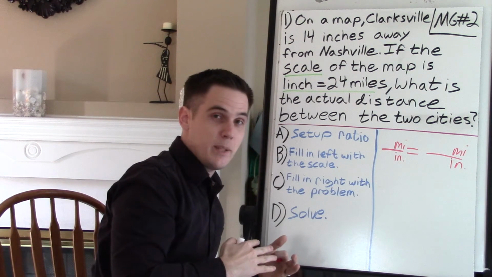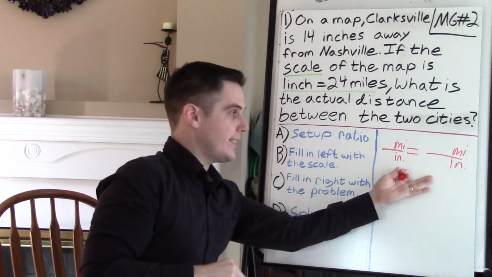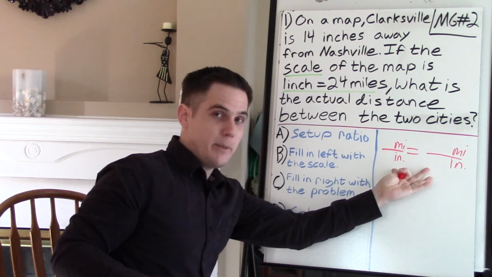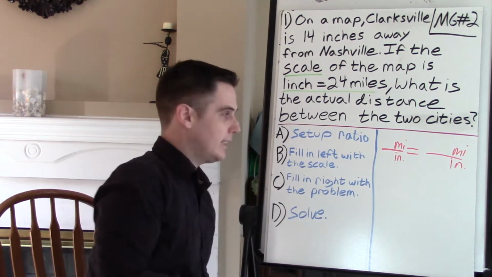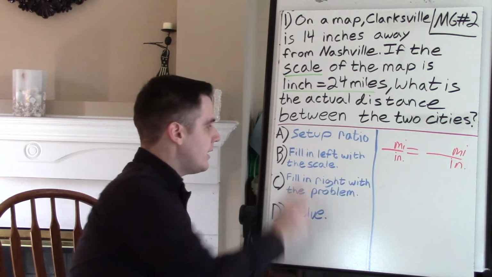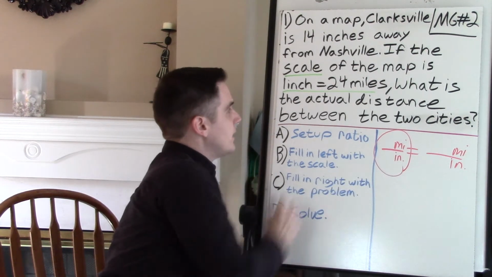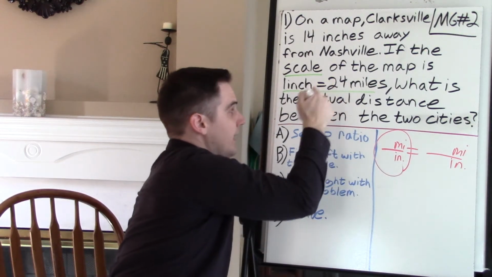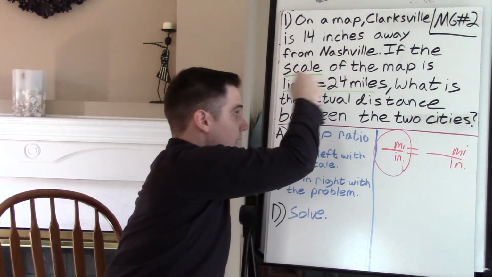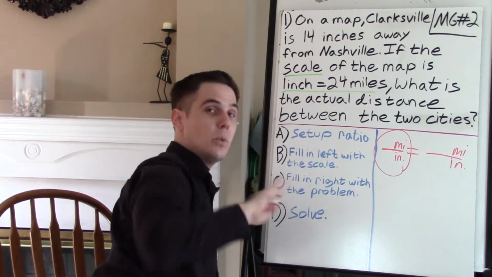I know I said this in MG1, I just can't emphasize how important this is. If you mess this up, nothing else in either video matters, because that's the easy part. This is easy too, but it's what I see people mess up. Fill in the left with the scale. Remember, that's the one we usually circle. So from the scale, and again, in your own work, I would highlight or circle something to make sure you know what's the scale and what's not.